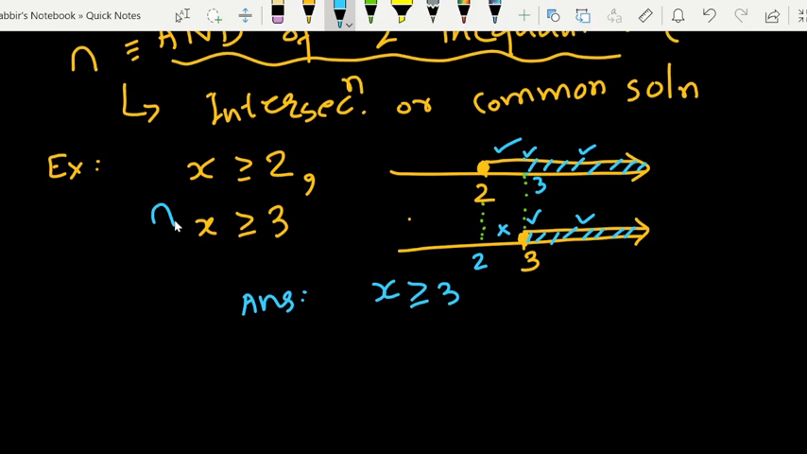So the first step is, wherever we mark points, from those points we drop perpendiculars to the other inequality. That is a way of finding which part of the solutions is common and which part is not. You'll understand it more with the next example.